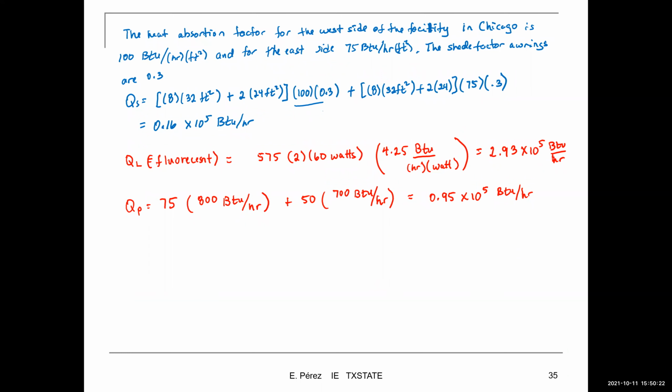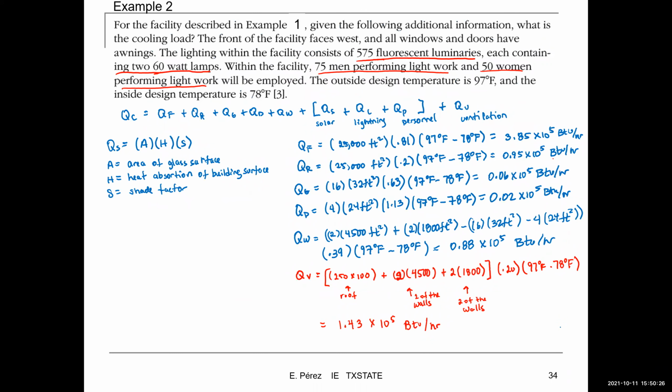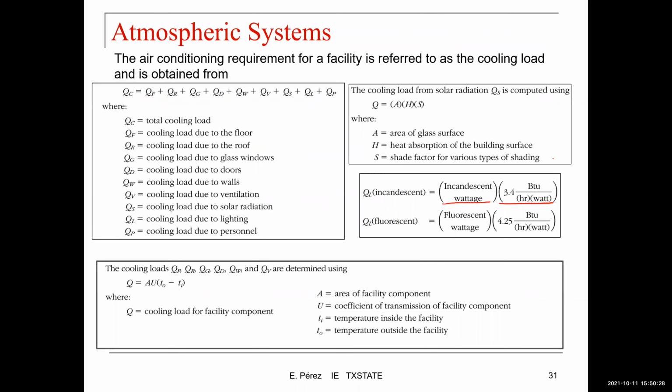So now we have all the coefficients for this facility. The cooling load for this facility is going to be equal to the summation of all those factors. So here's the statement: the cooling load, or the conditioning requirement, is going to be equal to this summation.